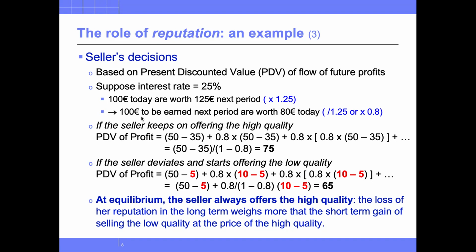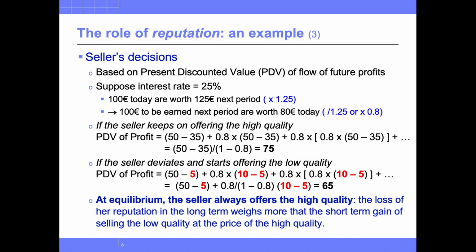Well, you divide 100 by 1.25. Or which is to say, you multiply by 0.8. So this is the discount factor, 0.8. This is what we are going to use to compute profits at their present discounted value. Based on that, we can compare the two actions for the seller at a given period.